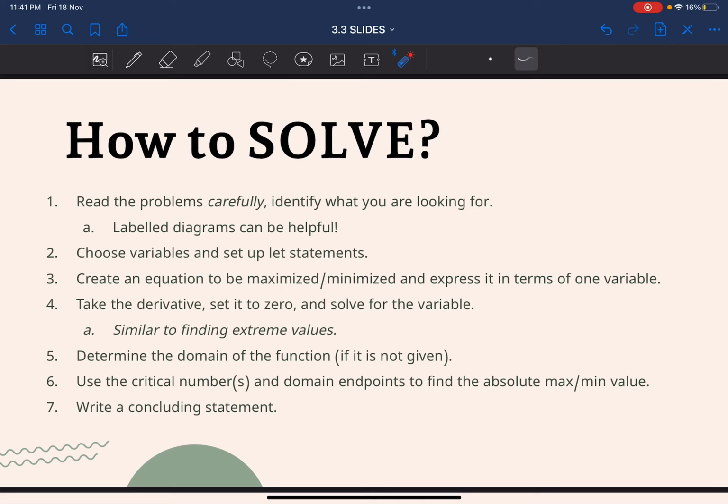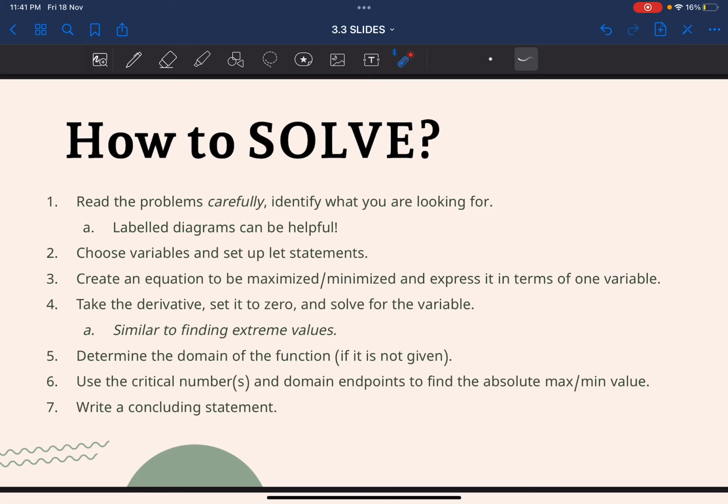Then you have to choose the variables and set up your let statements. After that, you will have to create an equation to be maximized or minimized, depending on what the question is, and express it in terms of one variable. You'll have to take the derivative, set it to 0, and solve for the variable. This sounds very similar to finding the extreme values, which we learned in 3.2.